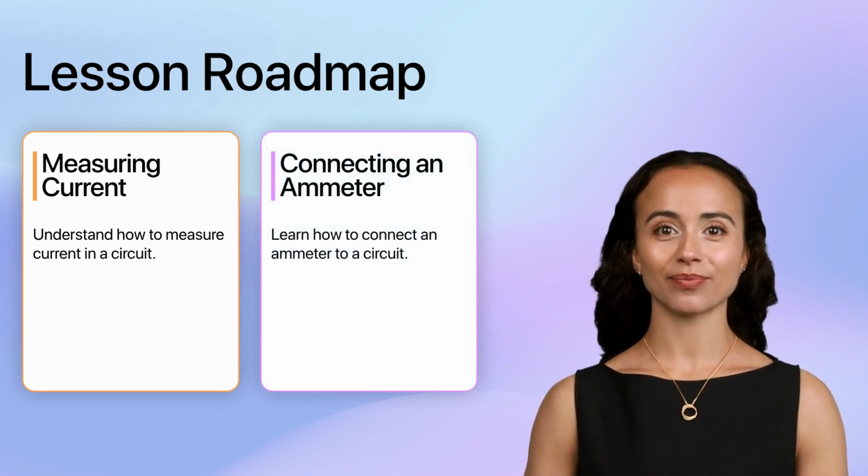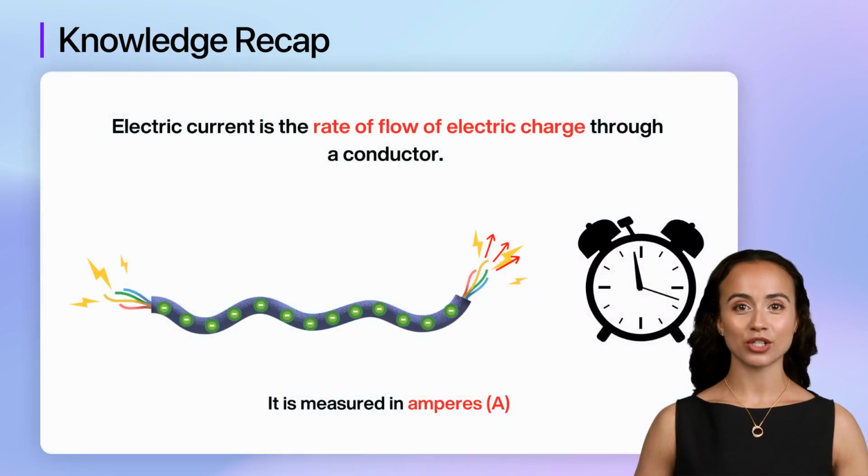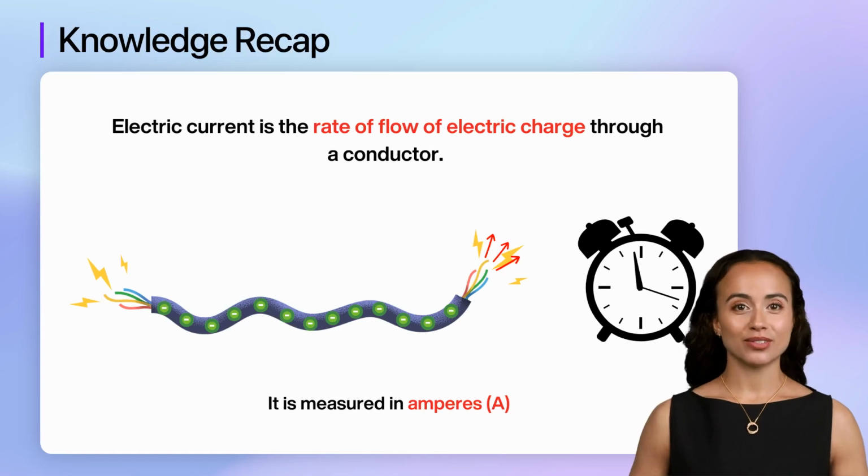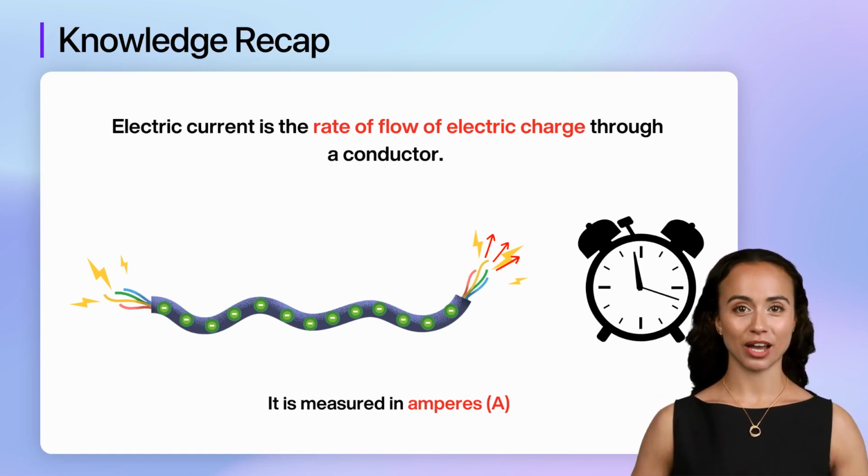So far, we have familiarized ourselves with the concept of current as the rate of flow of electric charge and its unit, the ampere, A. Building on this foundation, we can now introduce the ammeter, a tool for measuring current.